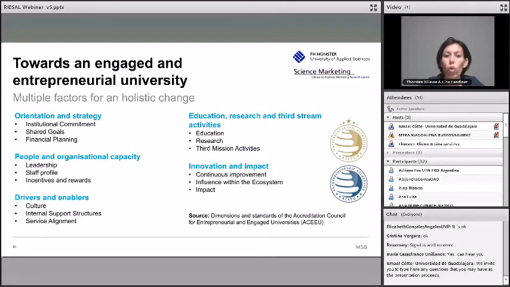There also needs to be a change in the context, in the region, so there is a whole ecosystem working towards more applied knowledge and more social impact. In this example, we have continuous improvement, influence within the ecosystem, impact, service alignment, internal support structures, as the dimensions that are related to the region, connected to external stakeholders that also support the process of change and are the recipients of what the university is going to offer later on. So there has to be a change not only within the university, but also in the innovation ecosystem around it.